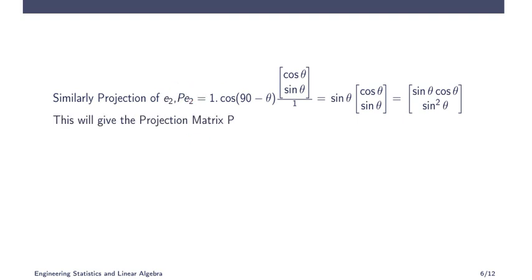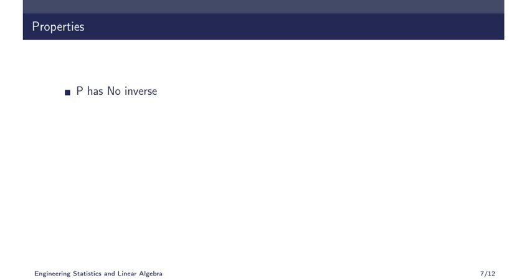So we can generate the matrix P. The first column is cos square theta, sin theta cos theta, and the second column is the projection of E2, that is sin theta cos theta, sin square theta. So this is the matrix for projection. We'll see this in linear GeoGebra together after discussing the reflection matrix. The property of P is that it has no inverse.